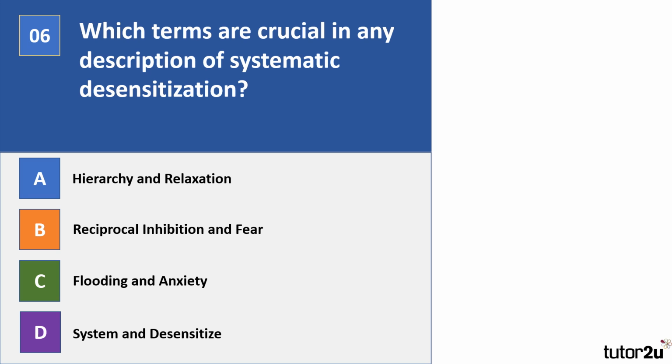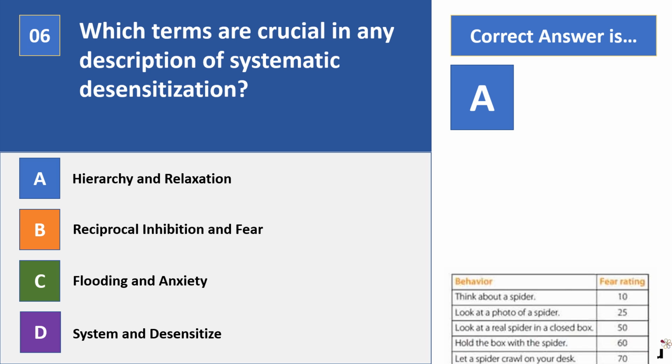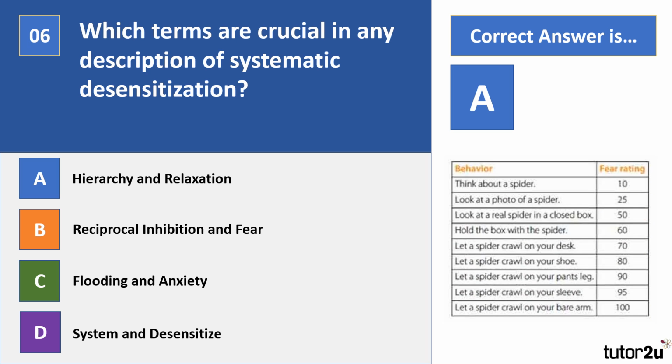Question 6. Which terms are crucial in any description of systematic desensitization? So we've got A, hierarchy and relaxation, B, reciprocal inhibition and fear, C, flooding and anxiety, D, system and desensitize. So pause the video. All right, the correct answer that we're looking for here is A. So how do we know that these are the 2 most important terms for them? Well, we know because they're named on the specification.